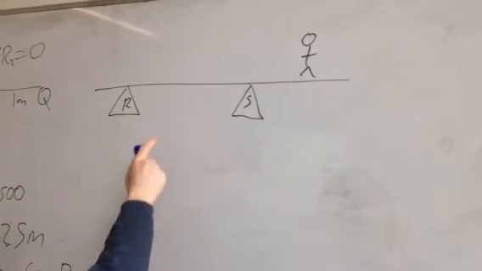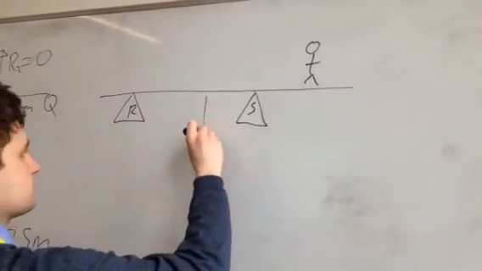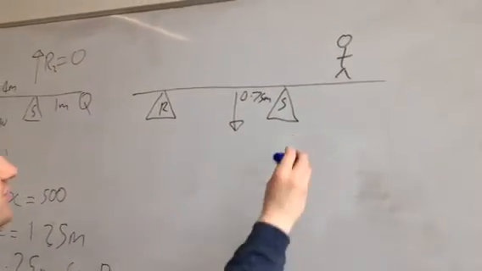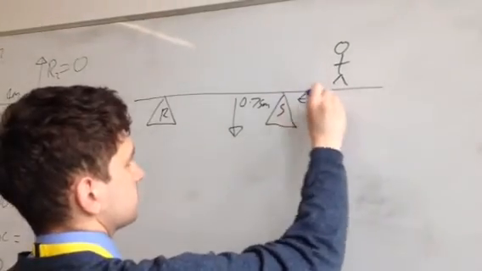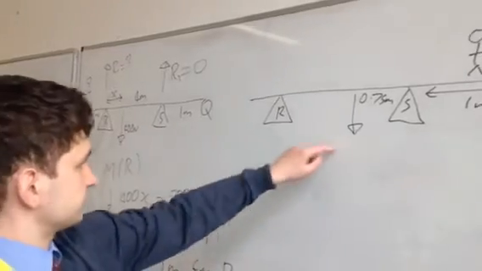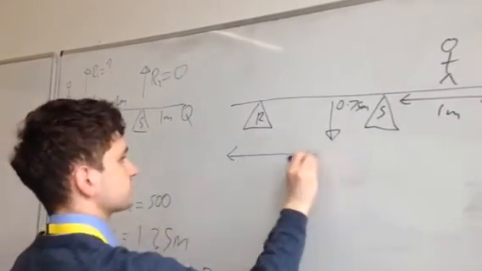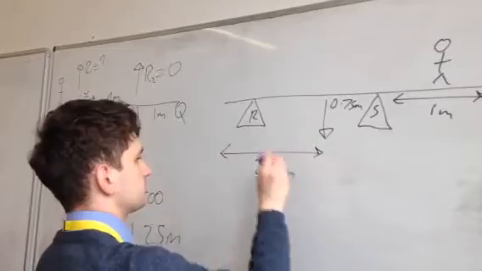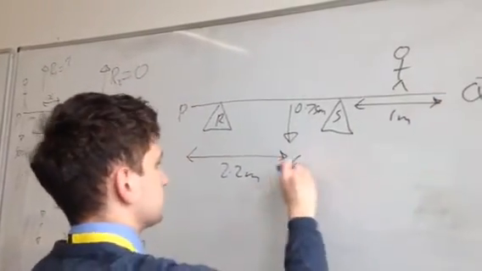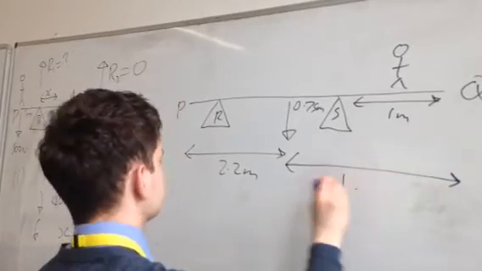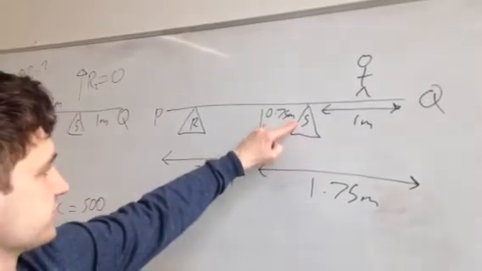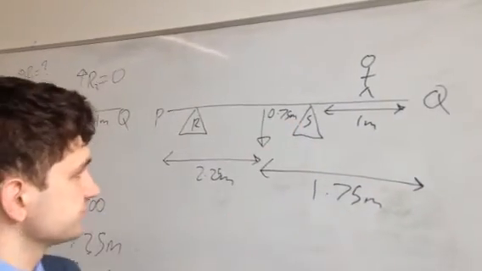And we know that this distance here is 0.75. Why is that distance 0.75? Because the force acting down is 2.25 metres from P. So this distance to Q must be 1.75 metres, which means that this distance here must be 0.75 metres.